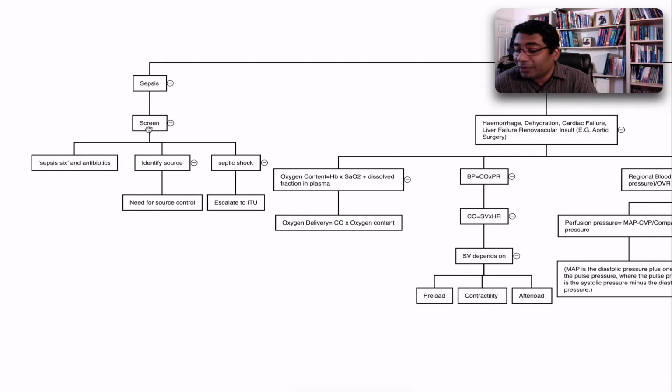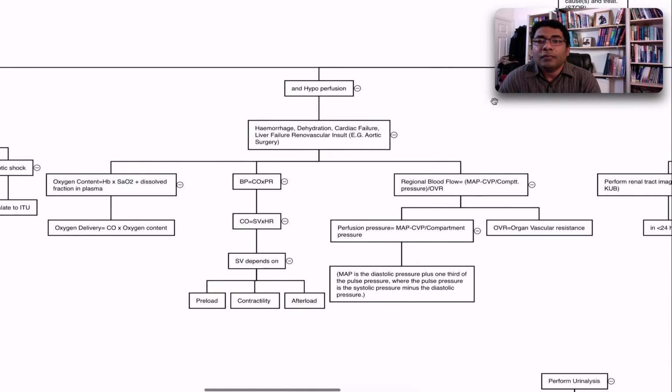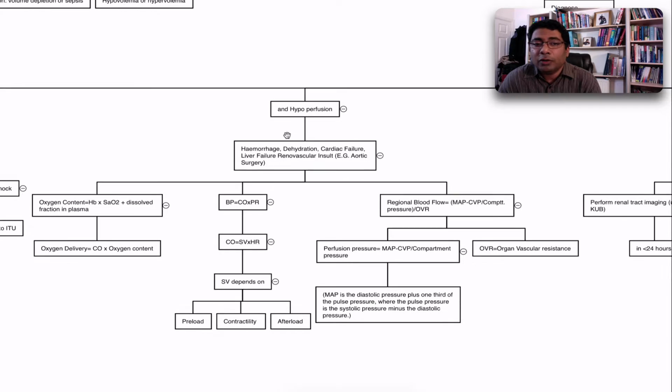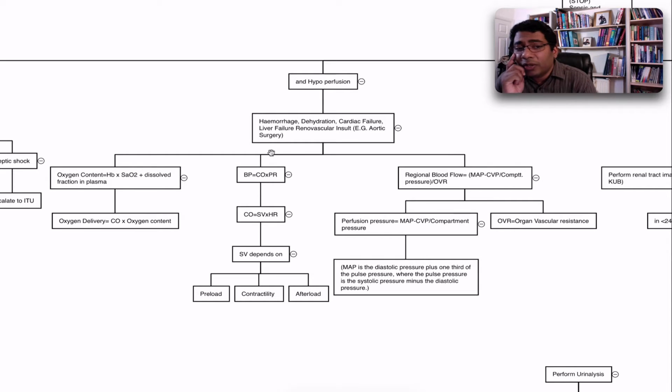The patient in septic shock, that is fluid unresponsive hypotension with increasing lactate, you escalate to ITU. Do not waste any time. Then we're looking at hypoperfusion, which can happen with hemorrhage, dehydration, cardiac failure, liver failure, renovascular insult, for example aortic surgery.